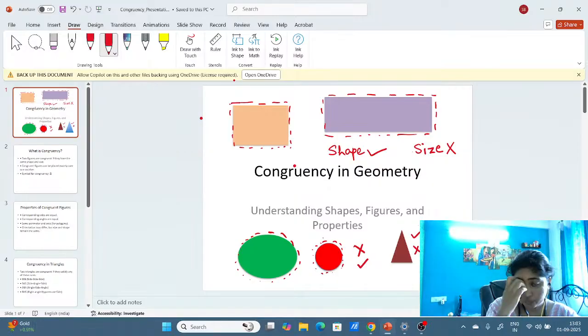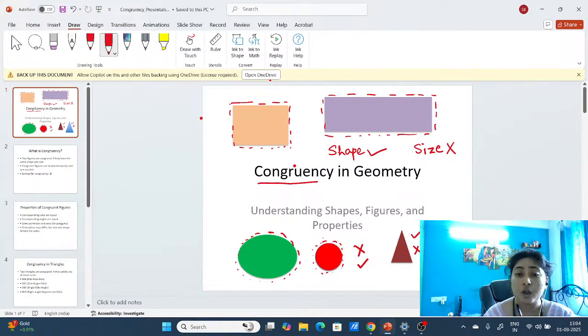So whenever in an image or in a figure there will be same shape and same size, that time we will call them what? Congruent figures. So what are the two necessary things? The necessary things are shape and size.